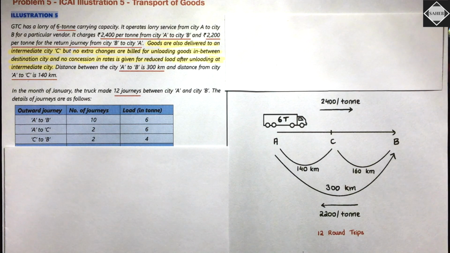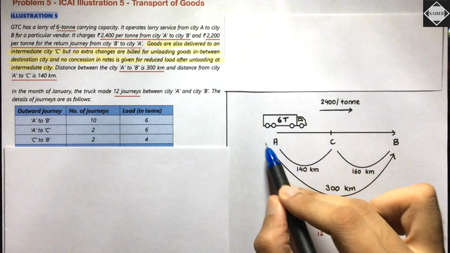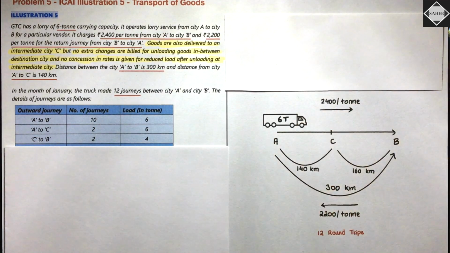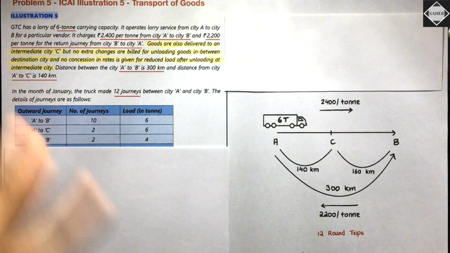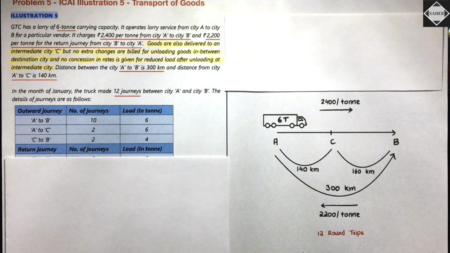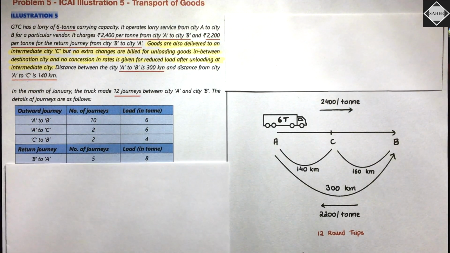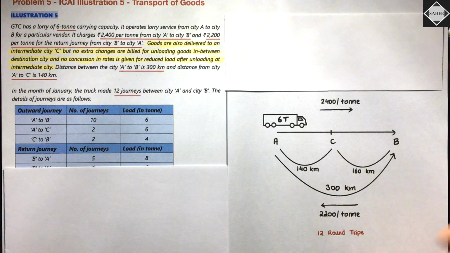It doesn't matter much because we will see only what we have loaded in the beginning, that much money only we will charge. Okay, so that's the detail. Then regarding the return journey. Now return journey B to A. From B to A we are coming back.